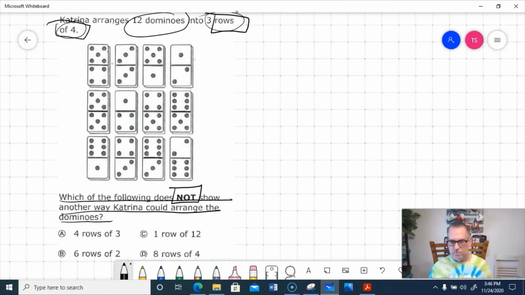How we're going to solve it is we're going to look at our answer choices and solve the answer choices. So answer choice A right here says 4 rows of 3. Basically, we're going to solve all the answer choices and figure out which one does not give us 12 dominoes. So answer choice A, 4 rows of 3. How many dominoes is that?